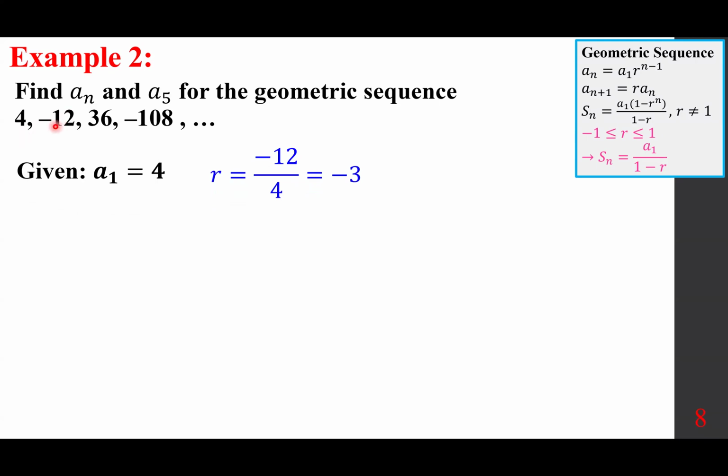So see if it works with the rest of them. In other words, this one times -3 must be 36. This one times -3 must be -108, and so forth. So whenever you come up with R, check. Now we want to find A sub n and A sub 5. A sub n has this formula, everybody.